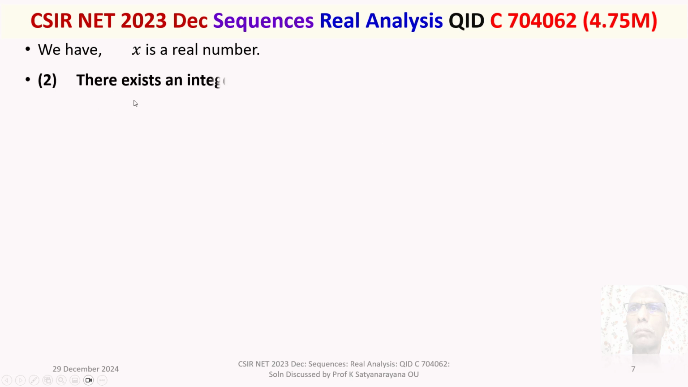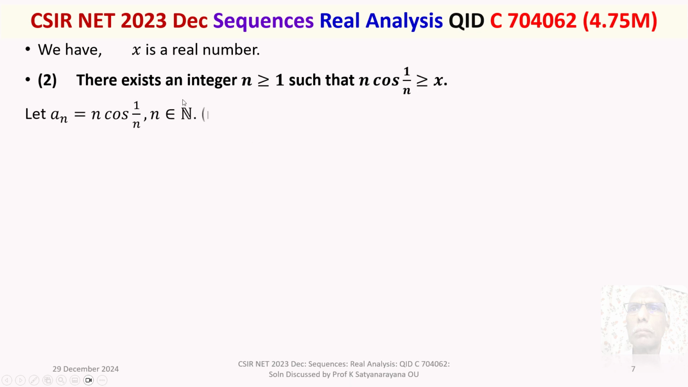Option 2: there exists an integer n greater than or equal to 1 such that n cos(1/n) is greater than or equal to x. Consider the sequence a_n, where a_n is n times cos(1/n), n belongs to the set of natural numbers. Note down each of the terms. Every term is positive for all n.